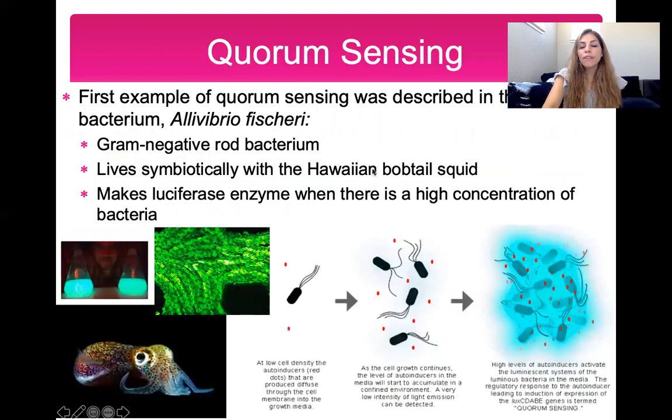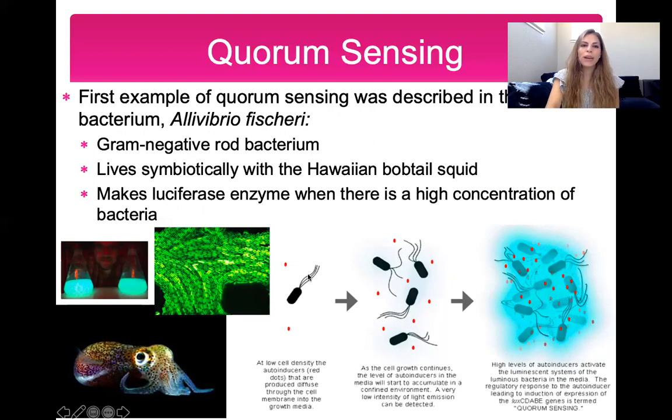The first example of quorum sensing was described in a marine bacteria called Aliivibrio fischeri. This is a gram-negative bacteria, and it lives symbiotically, so it lives together with the Hawaiian bobtail squid. Here's a picture of the Hawaiian bobtail squid. In this squid, we have bacteria called Aliivibrio fischeri, and the squid and this marine bacterium live together. When there's a high concentration of bacteria in this squid, the bacteria make luciferase enzyme, and the luciferase enzyme causes fluorescence. That's why we see fluorescence in the Hawaiian bobtail squid.